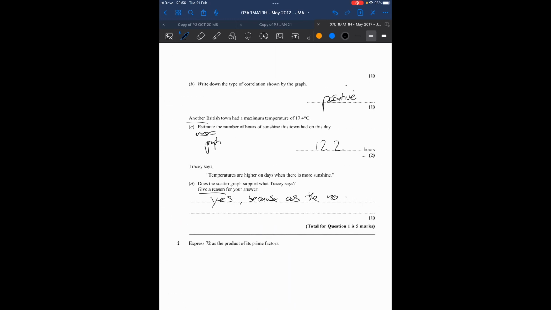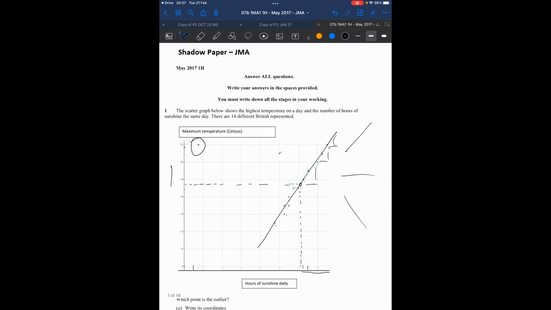as the number of hours of sunshine increases, there is, maybe we can say there is typically more, what are we talking about? Hours of sunshine, typically, let's say a higher temperature. Okay, it doesn't have to be an essay, but something along the lines of that. Okay, there we go. That's our first question then.